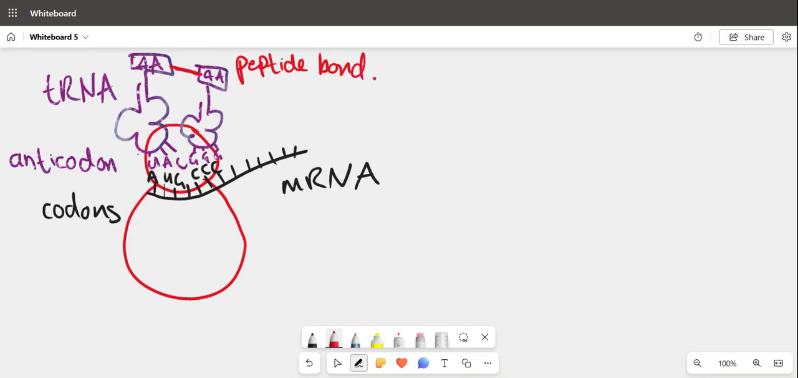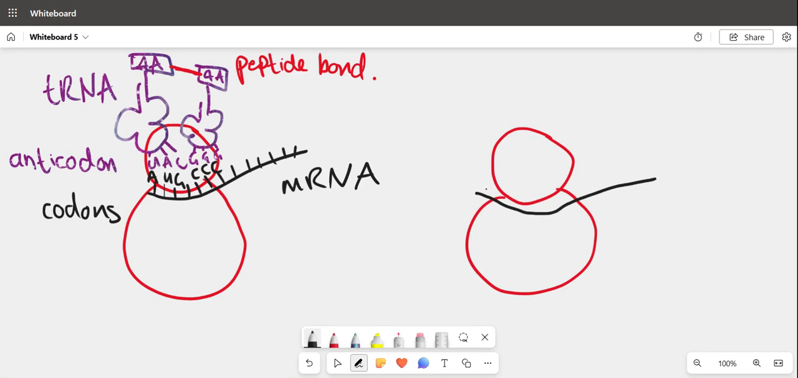Okay. Now, this first tRNA is finished with, and it's going to go off and fetch another amino acid to transfer. So it's not going to be needed anymore. In our next diagram, here's our ribosome. I'm going to show that the ribosome is moving along the mRNA. You can see that the mRNA was just here, and now the mRNA is sticking out the end because the ribosome has moved along.